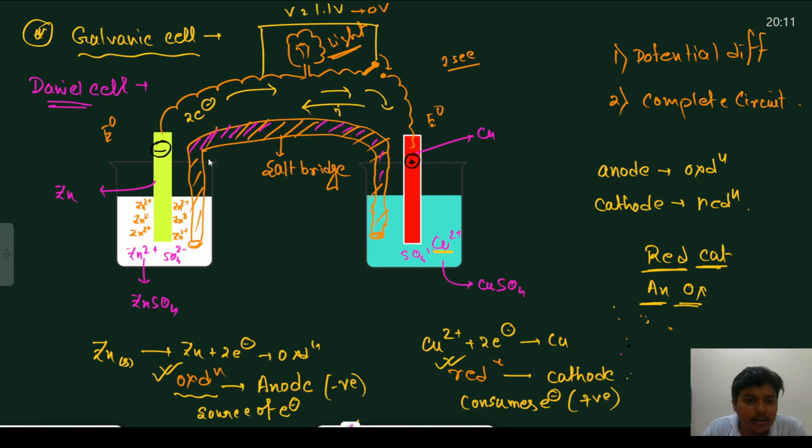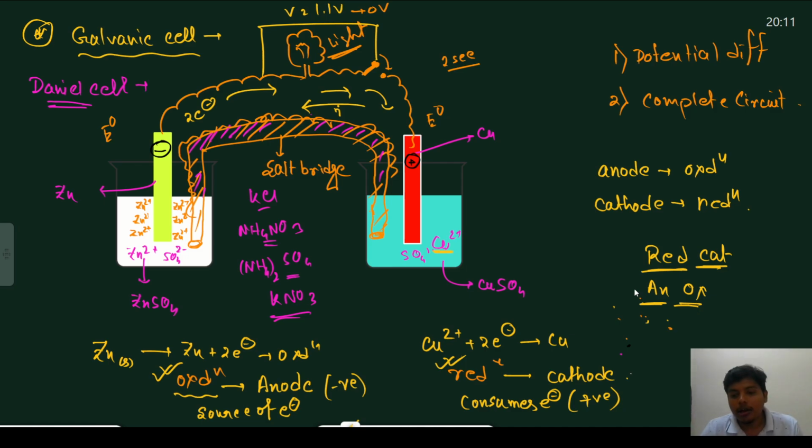What electrolytes are there inside? KCl can be there. NH4NO3 can be there. (NH4)2SO4 can be there. KNO3 can be there. So this kind of salts can be there inside. And outside, some gel, agar-agar gel, is there. So what is agar-agar? One kind of gel, a hydrophobic gel, which means it will repel water from it.